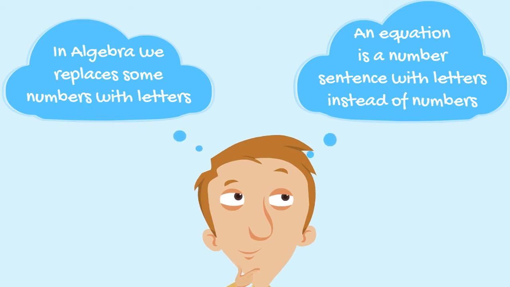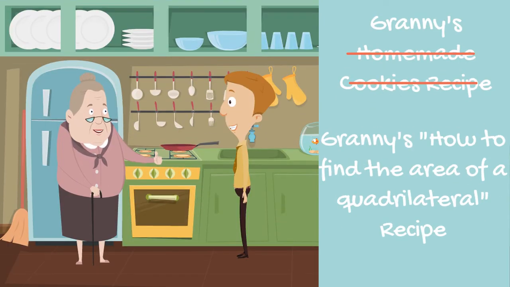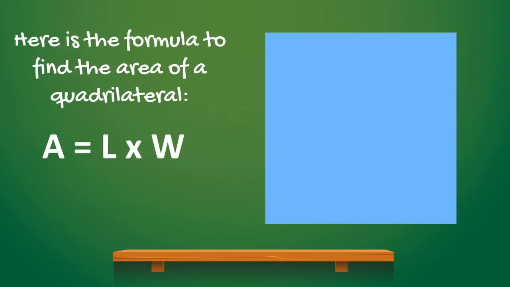Now, moving on to today, we're taking a first look at formulas. A formula is a special type of equation. It shows a maths rule that can always be followed. Think of it like a recipe for Grandma's homemade cookies. You know, if you follow the recipe, you're going to get a result. Except instead of a delicious recipe for cookies, it's an equally delicious recipe for something like how to find the area of a quadrilateral. Once you have the formula, you can get a result, as long as you have all the correct ingredients. Today we're going to take a look at this very simple formula that you've probably seen before.